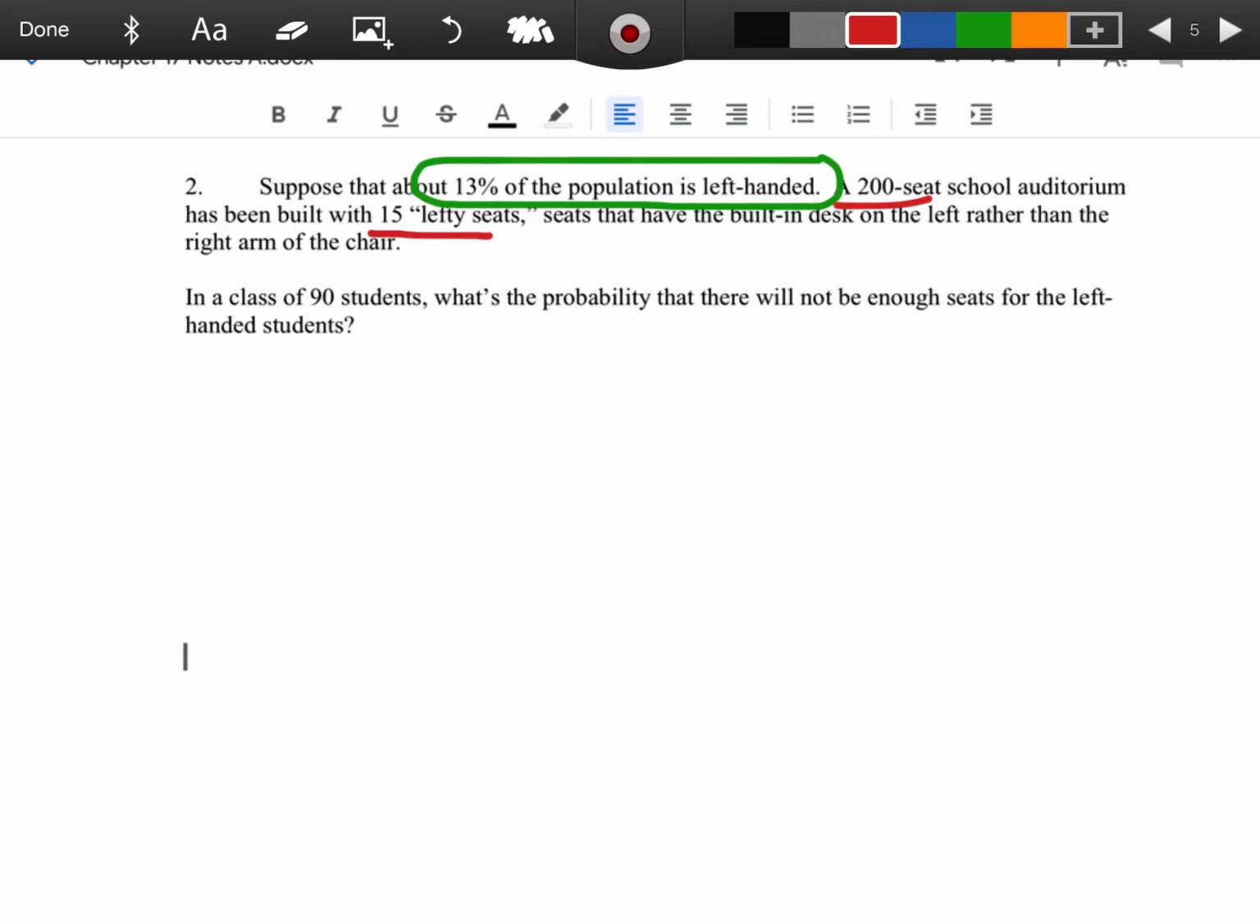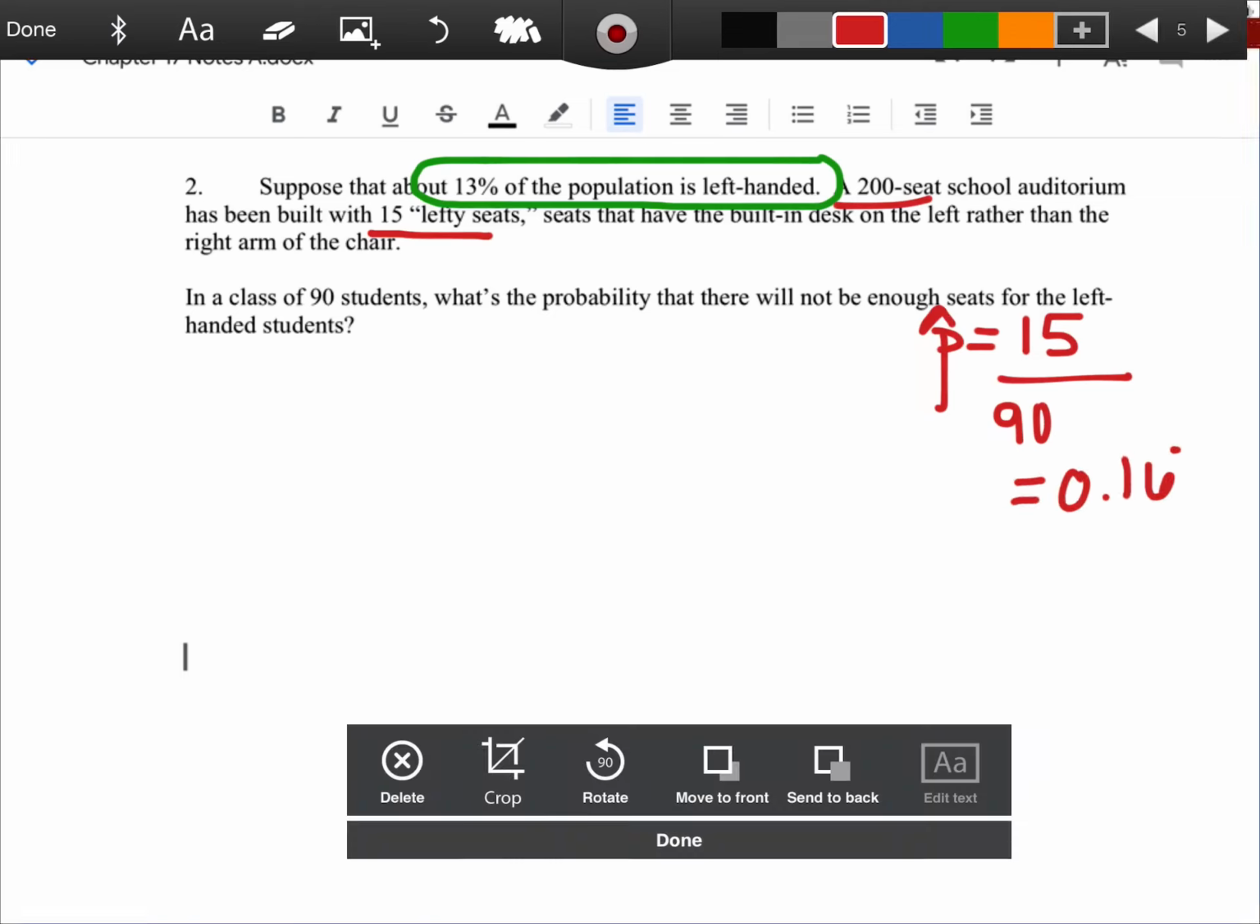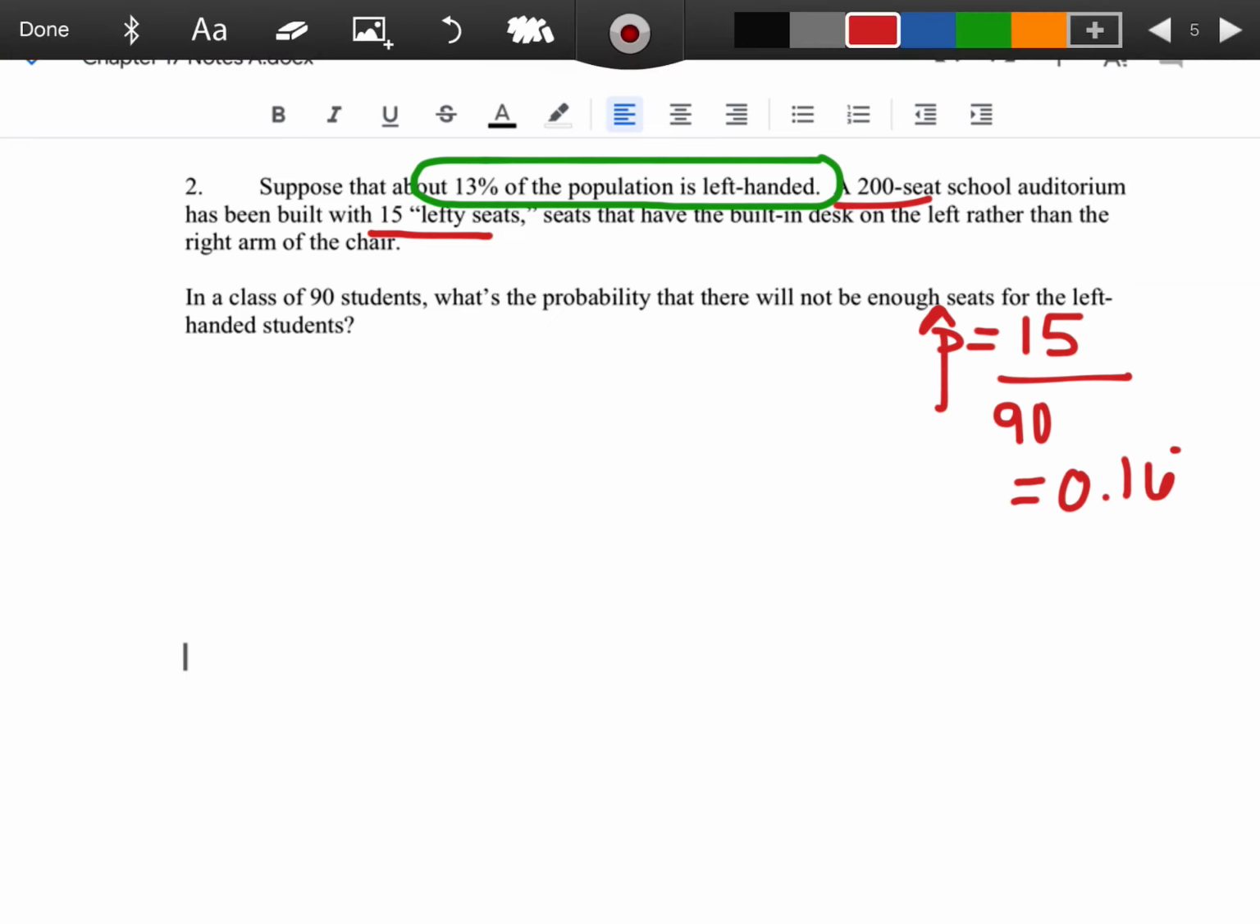So, I'm going to look through my data here, and what I'm actually going to find, first of all, is my p-hat, meaning if I had 15 left-handed desks, 15 divided by 90 gives me 0.167-ish.